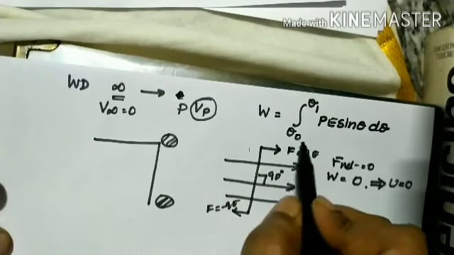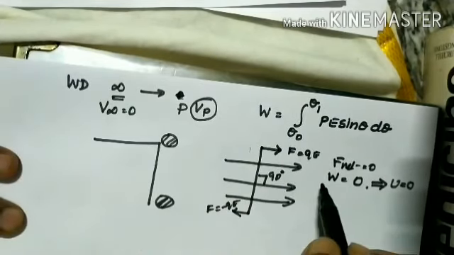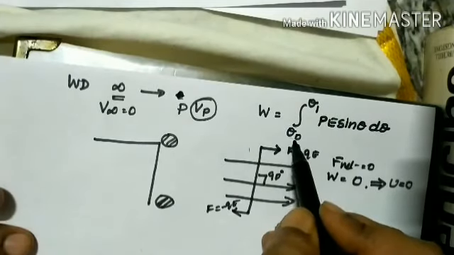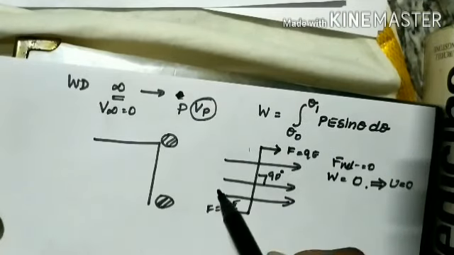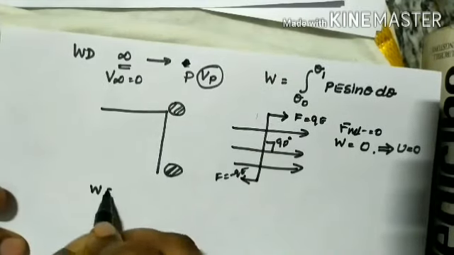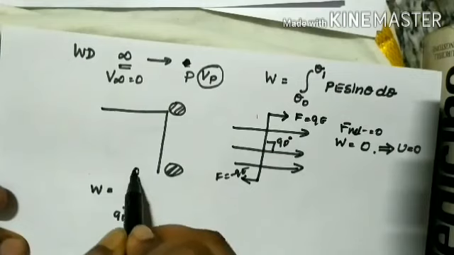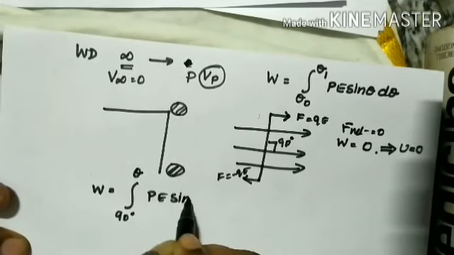So can't I take theta 0, that is the initial position, as 90 degrees? I hope it is clear. Why did we take the initial position as 90 degrees? Because that is a position where the potential energy is least, right? So again I'm going to write work, integral 90 degrees to some angle theta, I don't know, P E sine theta d theta.